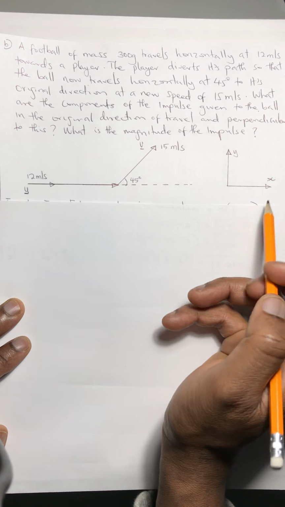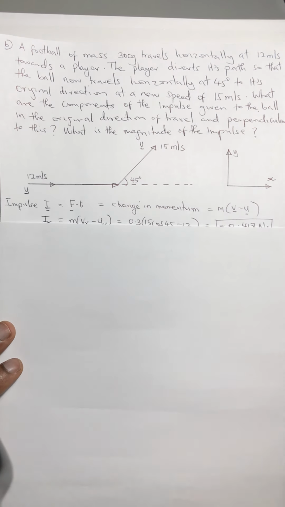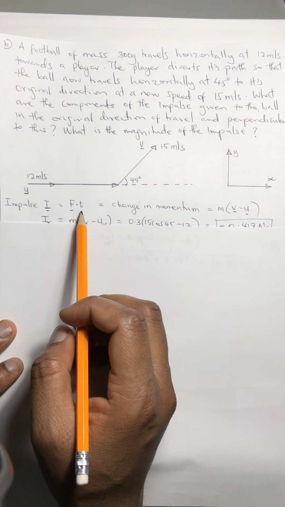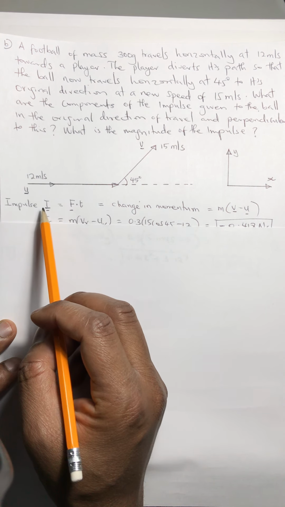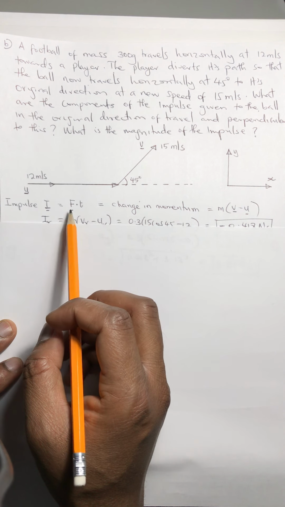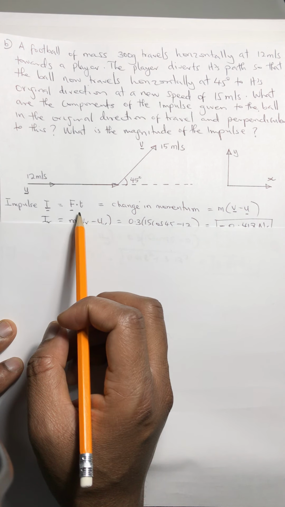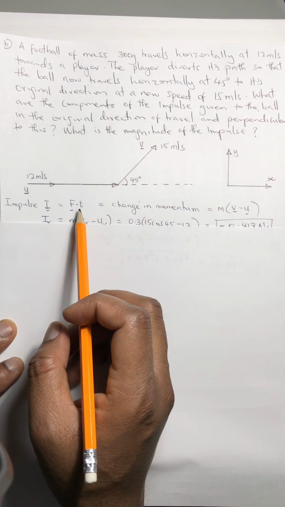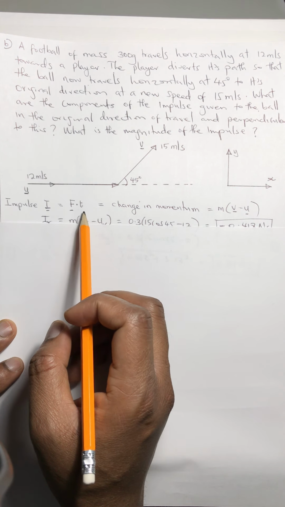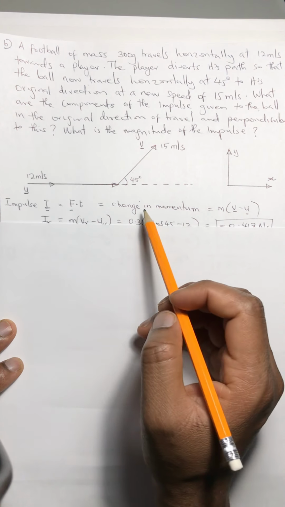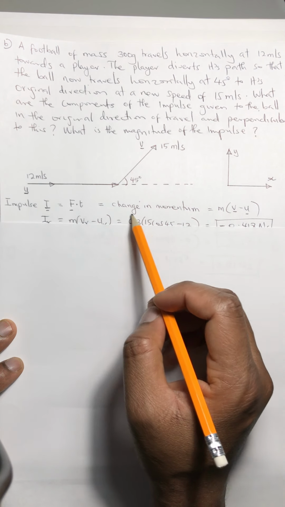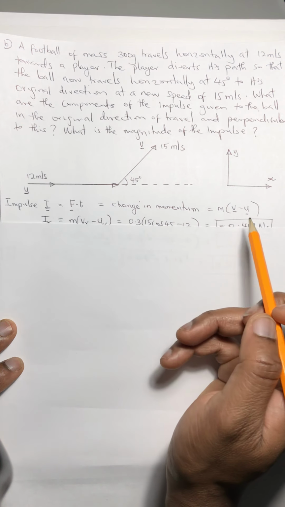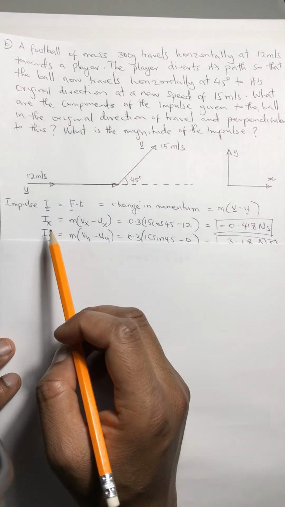vertically and horizontally, we have impulse, which equals force times time. Don't let us forget, impulse equals the product of force and the time applied, the product of the force and the time, which equals change in momentum, m(v minus u).